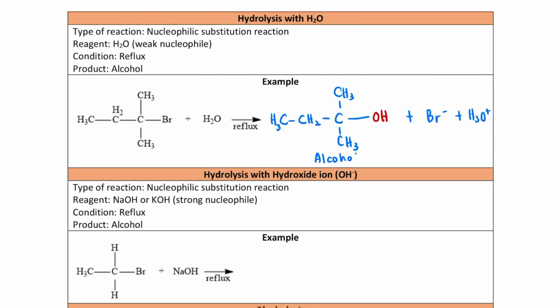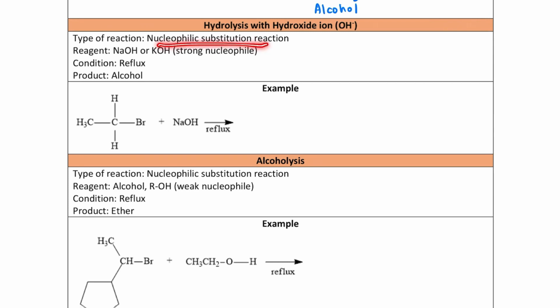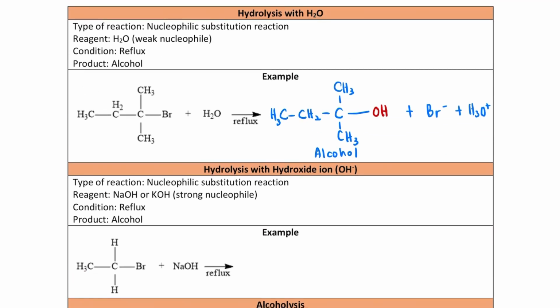Right, so done. Next, kita tengok hydrolysis juga, tapi hydrolysis with hydroxide ion. So kita hydrolyze dengan hydroxide ion. Type of reaction still the same, nucleophilic substitution reaction, but our reagent is NaOH or KOH. Different dengan yang atas ni adalah, dia menggunakan strong nucleophile. How do we know strong nucleophile?